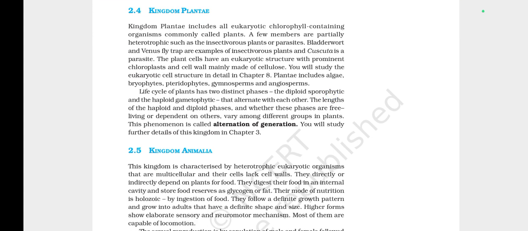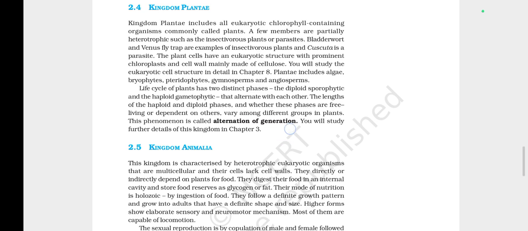The life cycle of plants has two distinct phases: the diploid sporophyte and the haploid gametophyte. They alternate with each other. The lengths of the haploid and diploid phases, and whether these phases are free living or dependent on others, vary among different groups of plants. This phenomenon is called alternation of generation. You will study it in further detail in the next chapter.